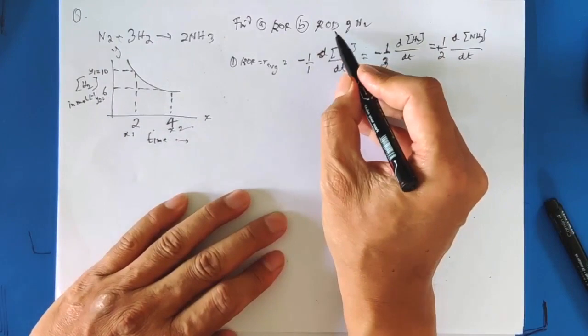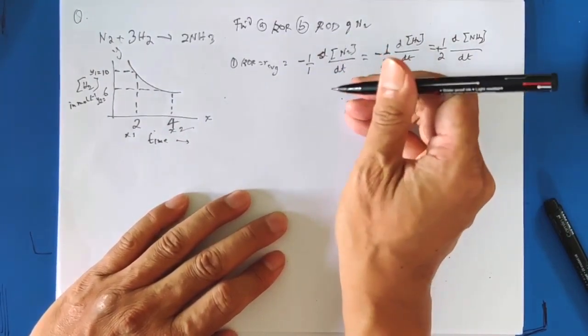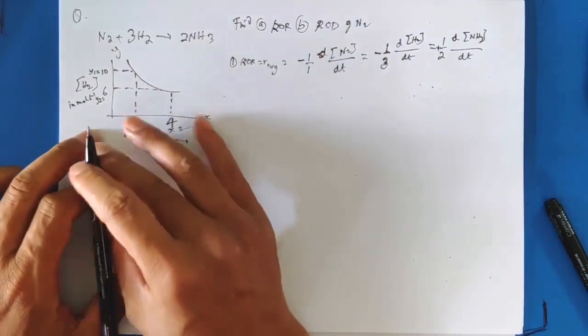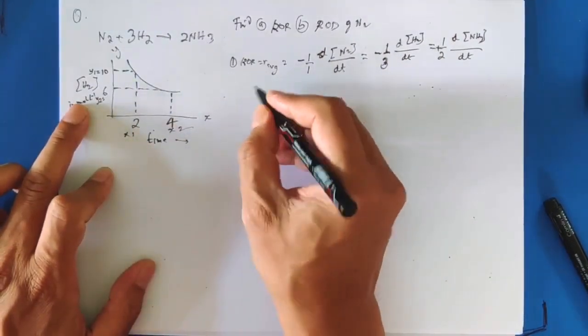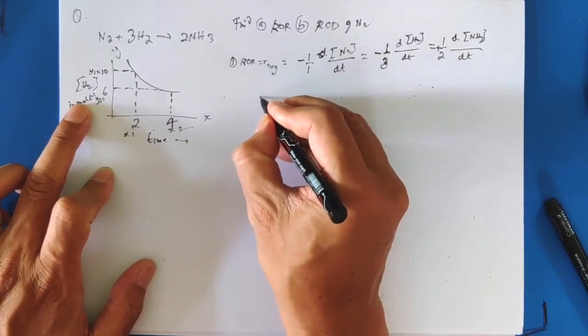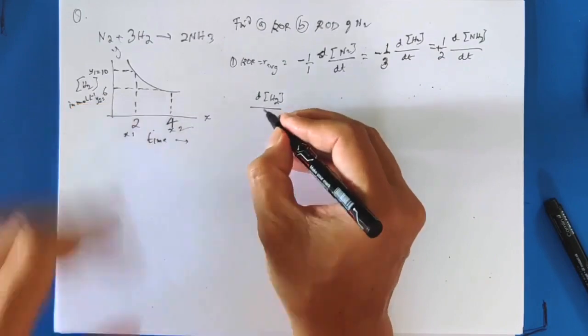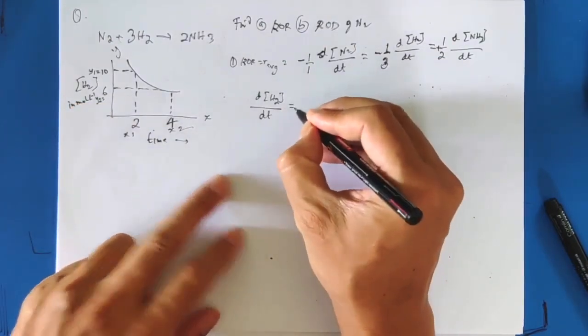Now, rate of disappearance of... now what is this graph? Nitrogen, hydrogen. It's about hydrogen. What do we have to find? Rate of hydrogen, d by dt of hydrogen. We calculate it.